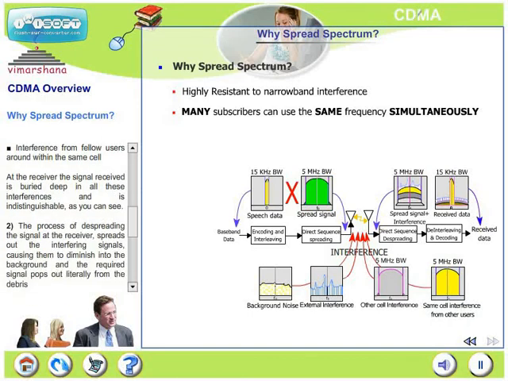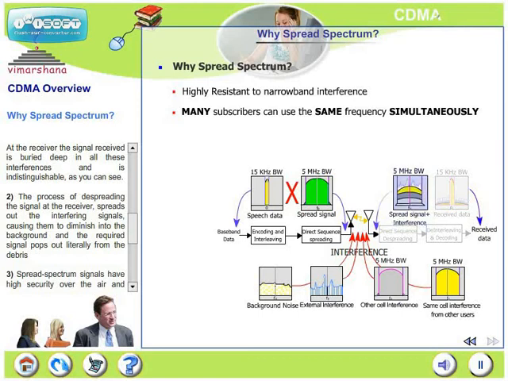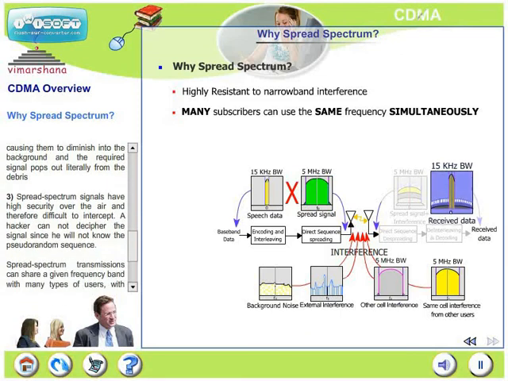At the receiver, the signal received is buried deep in all these interferences and is virtually indistinguishable, as you can see. The process of despreading the signal at the receiver spreads out interfering signals, causing them to diminish into the background, and the required signal pops out literally from the debris. It's almost like magic.